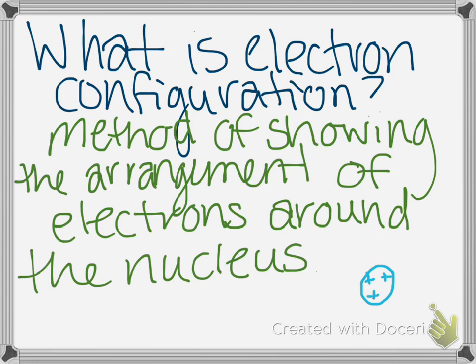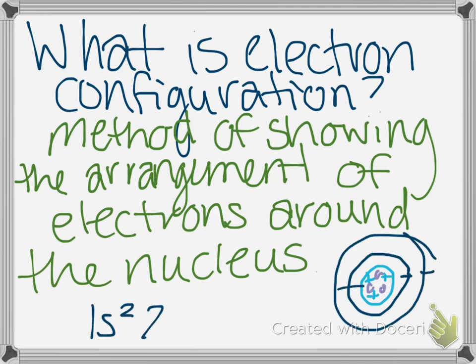So I'm drawing an example of lithium right here, and you can see that lithium has 3 electrons, 2 in the first ring and 1 in the second ring, and that electron configuration actually lets me know what that looks like without having to draw the atom.